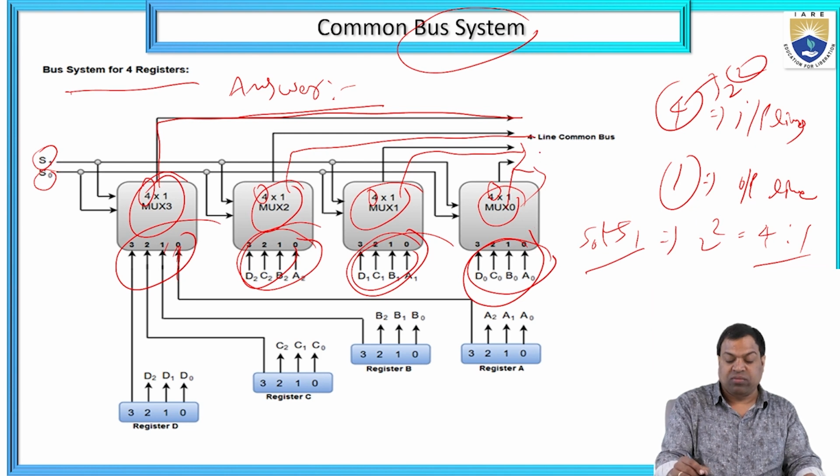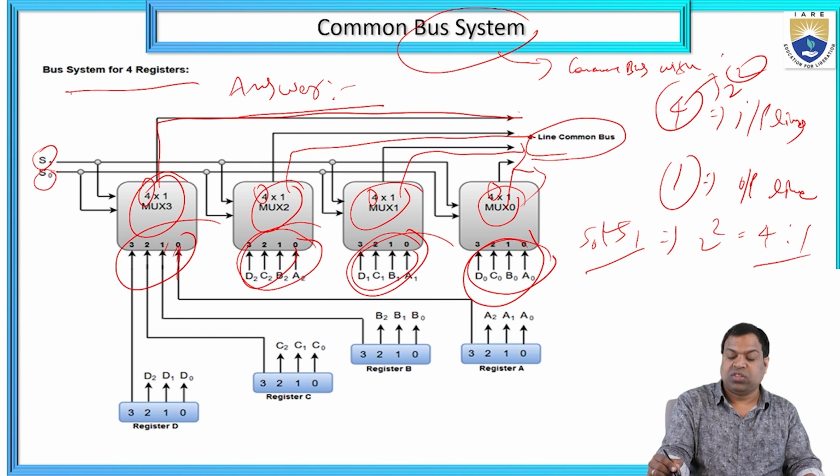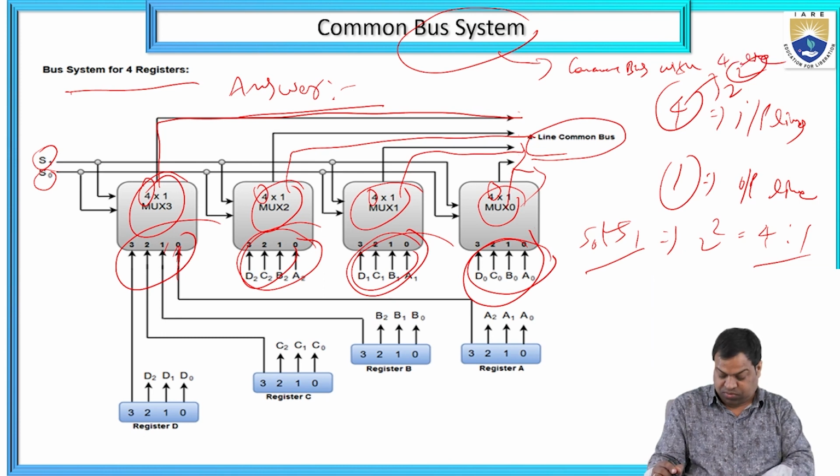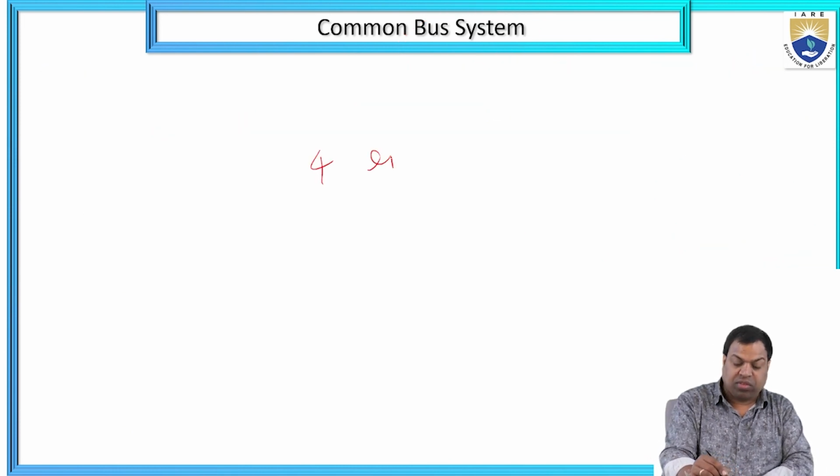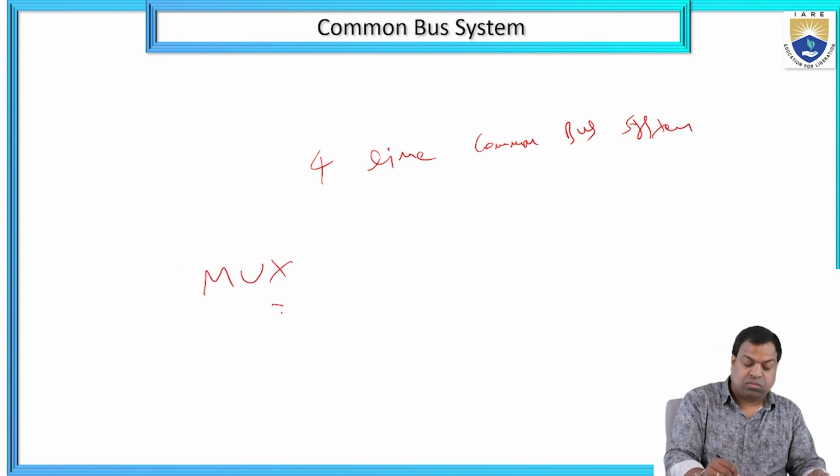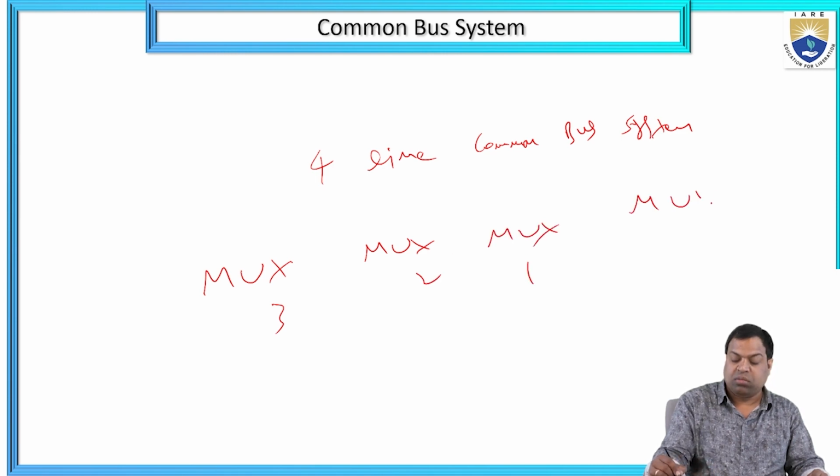So total how many are there? For this one output, one output, one output, output. So it is a 4-line common bus system. So at a time in the bus system, it is a common bus system. How many are there? Common bus with 4 line. So here 4 line common bus system, that is called MUX 3, MUX 2, MUX 1 and MUX 0.